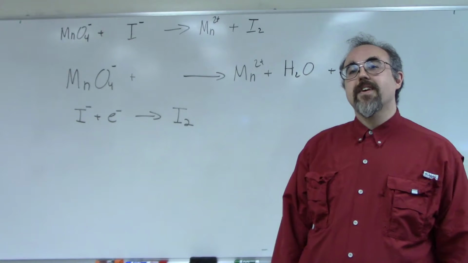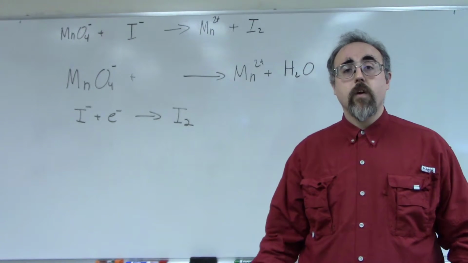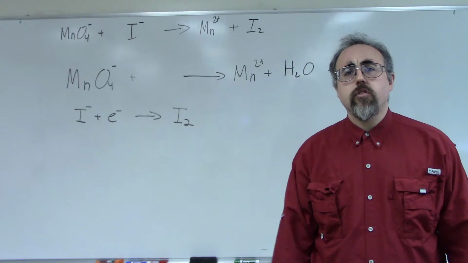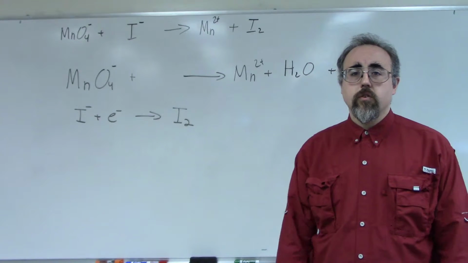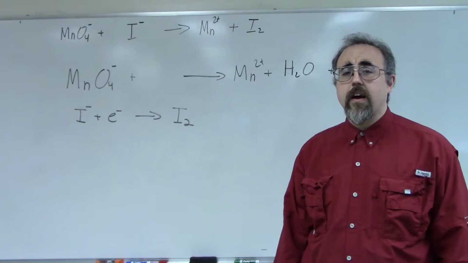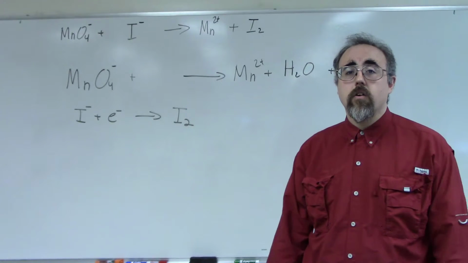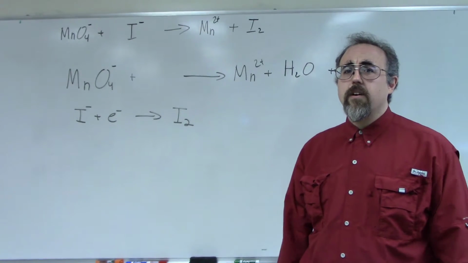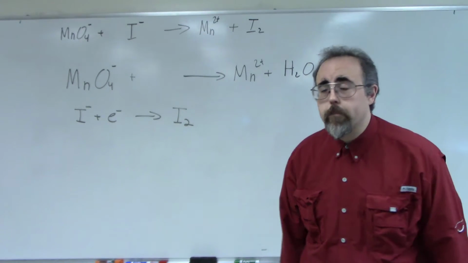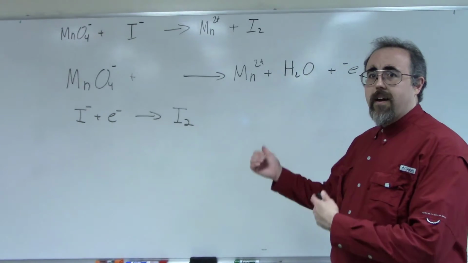Where did the hydrogen come from? Well, from the aqueous environment. We're going to assume this is in an aqueous solution. This is not always a valid assumption, and quite often these will occur in alkaline solutions. And I'll show you how to deal with the alkaline solution here in a little bit. But first, let's balance this thing.